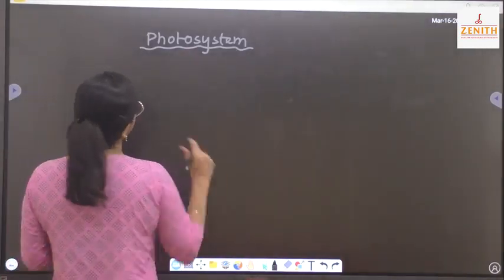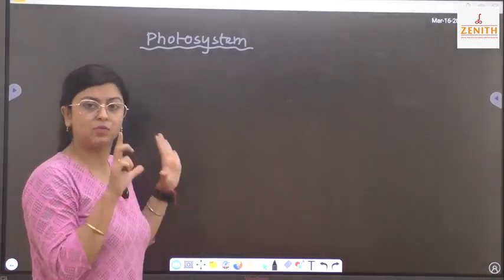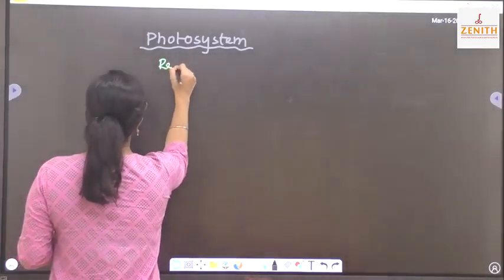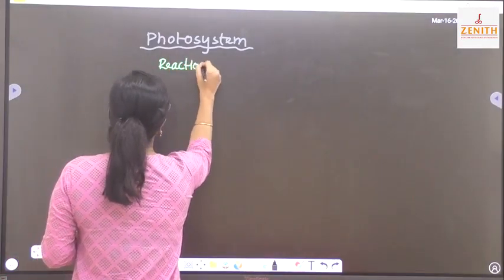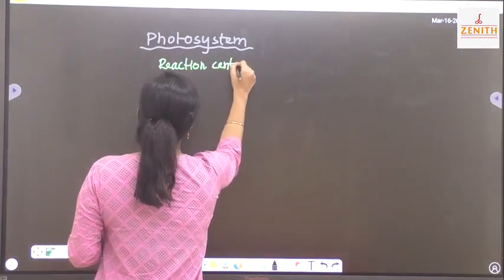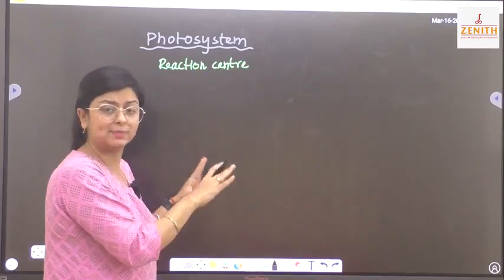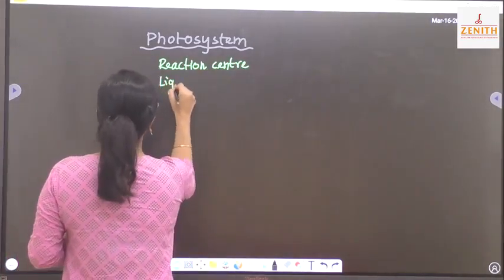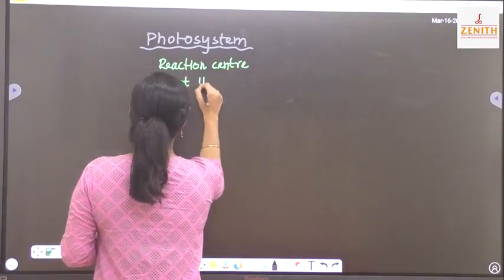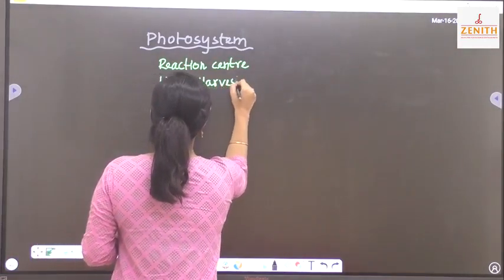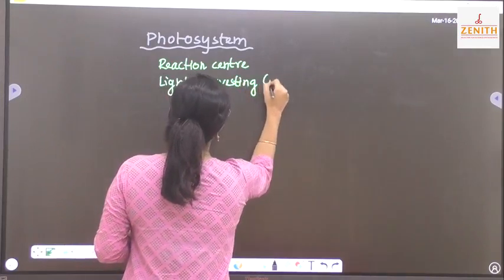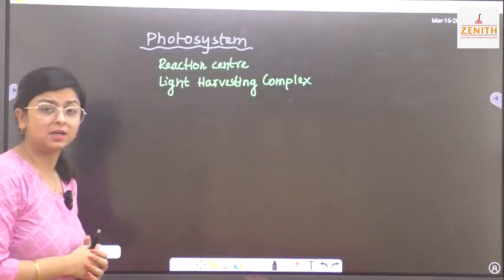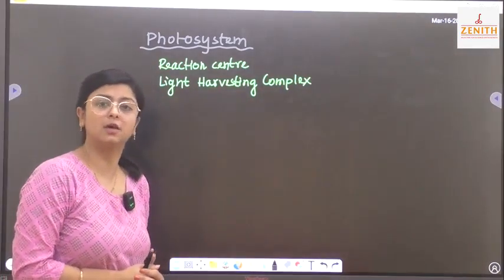In the photosystem, we will see some things. What are those? There is the presence of a reaction center in the photosystem. One reaction center is present. Another thing which is present is known as the light harvesting complex. So one is the reaction center, another is the light harvesting complex.